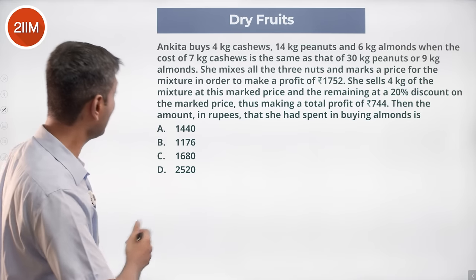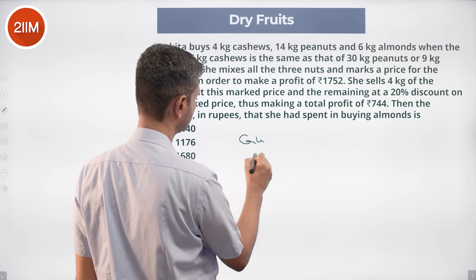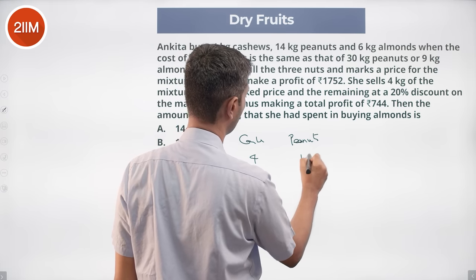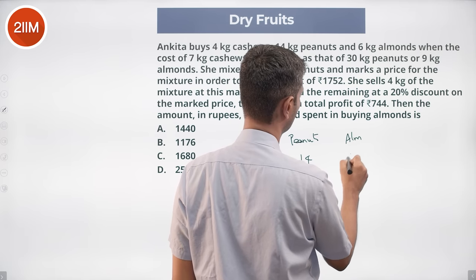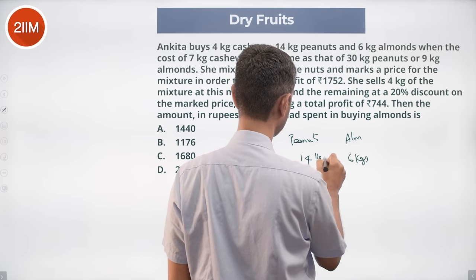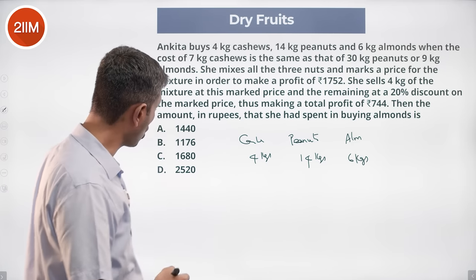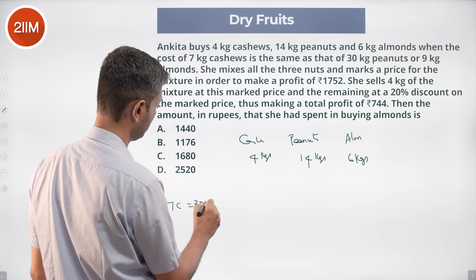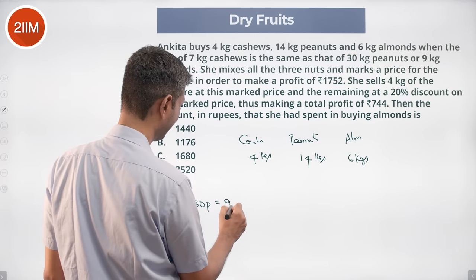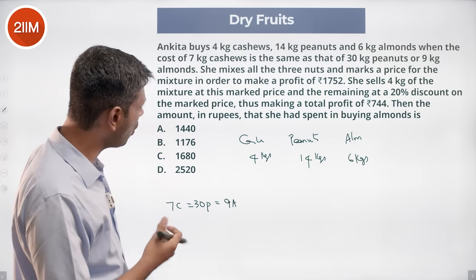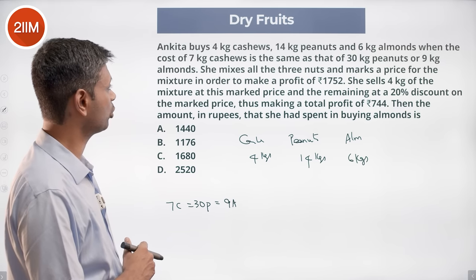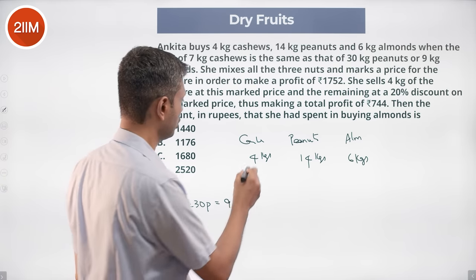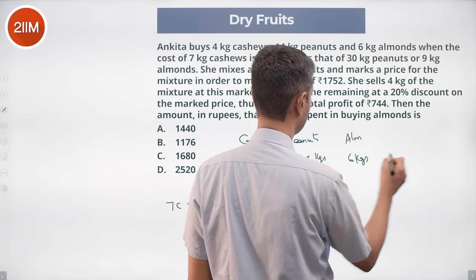Right. Let's attack this. Ankita buys 4 kilograms of cashews and peanuts, she buys 14. And almonds, she buys 6 kgs of. The cost of 7 kilograms of cashews, 7c, is equal to 30p, 30 kilograms of peanuts, equal to 9 kilograms of almonds. She mixes all the 3 nuts and marks the price for the mixture in order to make a profit of 1752. How many kilograms does she have? 4 plus 14 plus 6, 18 plus 6, 24 kilograms.